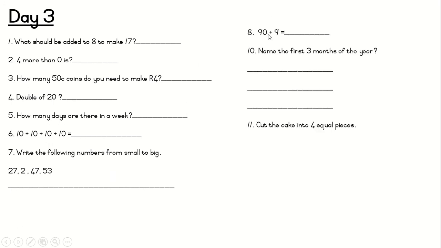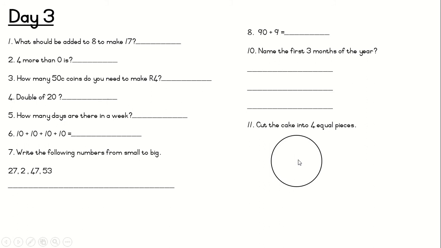Then 90 plus 9 is equal to, name the first 3 months of the year, starting with, that's right, January. Cut the cake into 4 equal pieces. Where is our cake? And there it's bouncing in. Here's your cake. Please cut it nicely into 4 pieces.